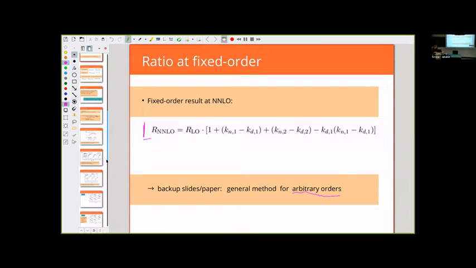I'm not sure. Did you suggest to vary the scales independently? I know this has been proposed, but I'm very much against that. No, but I'm saying that if you just take the ratio and vary the scales, you typically get cancellations on this ratio, so you typically get too small uncertainties. No, I would not say that.